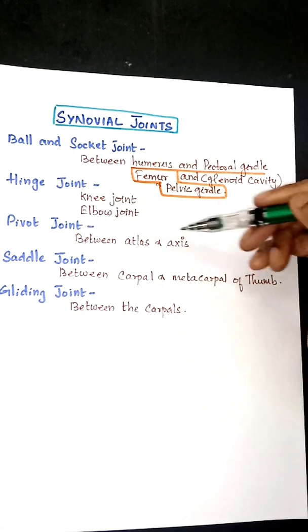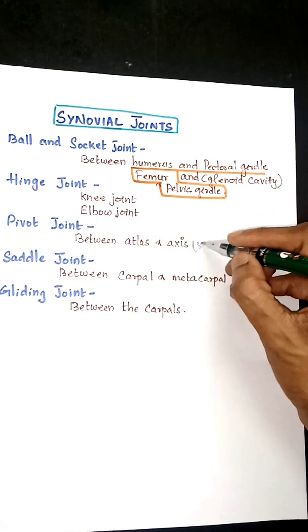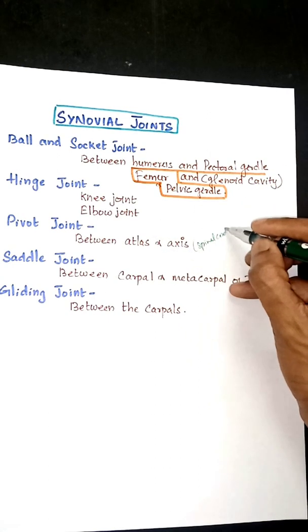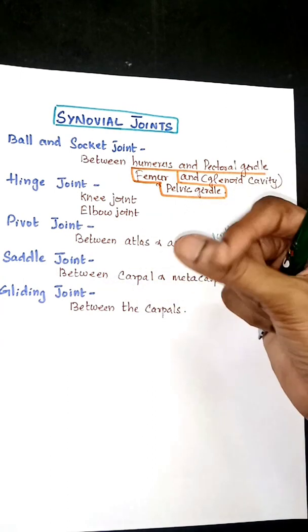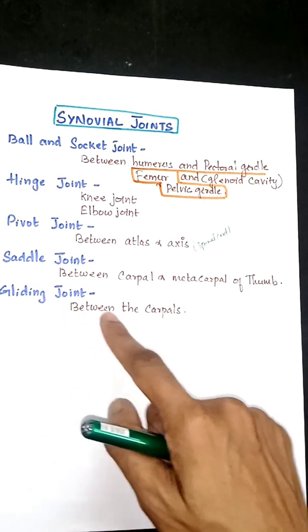Pivot joint is between atlas and axis. This is at the spinal cord level. Atlas and axis. Saddle joint is between carpal and metacarpals of the thumbs. These joints, okay. So then gliding joints are between the carpals.